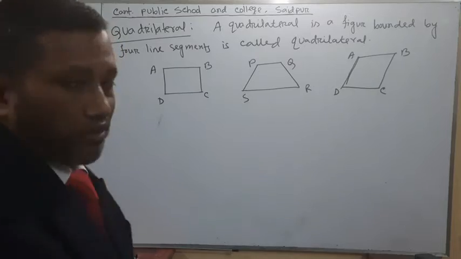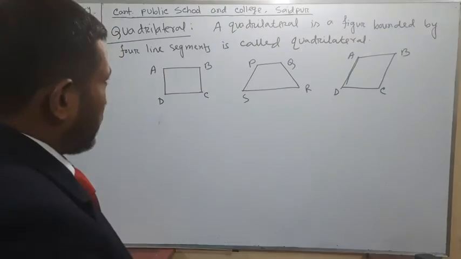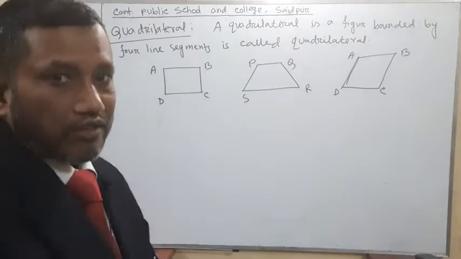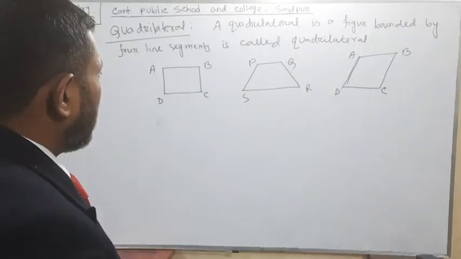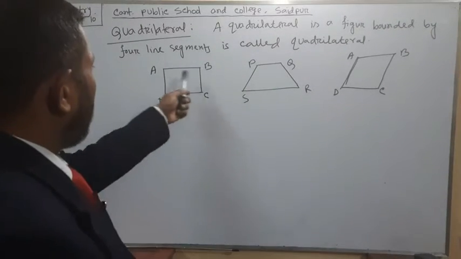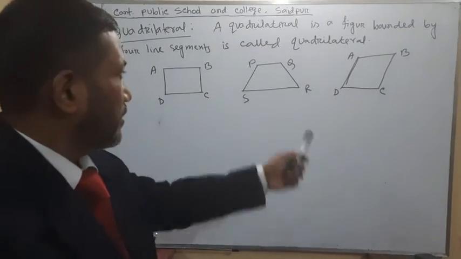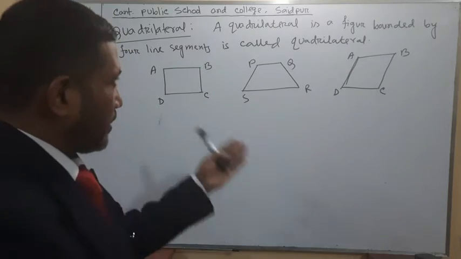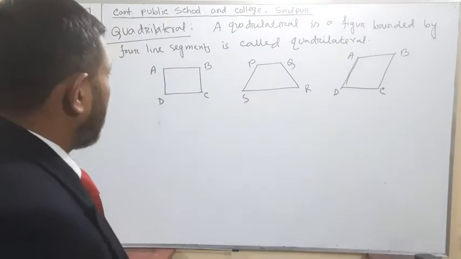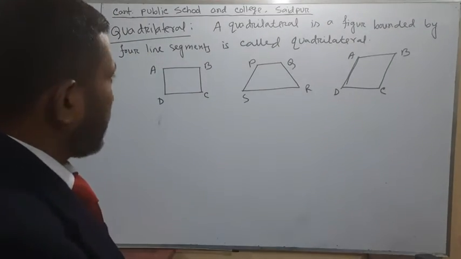There will be four sides. The quadrilateral is surrounded by four line segments. A, B, C, D, P, Q, R, S, A, B, C, D. These three are quadrilaterals.